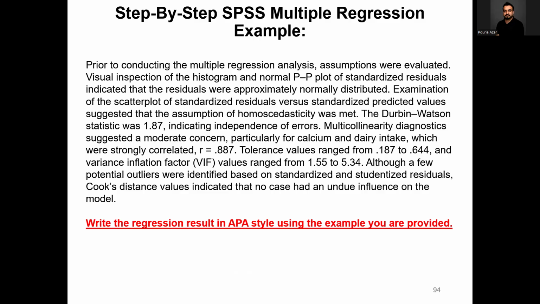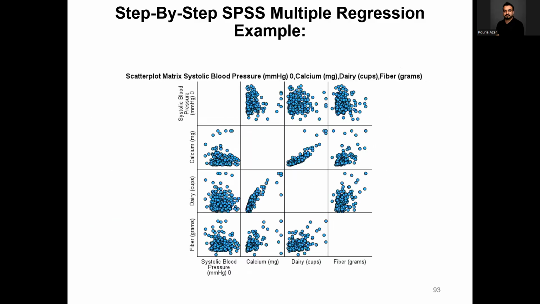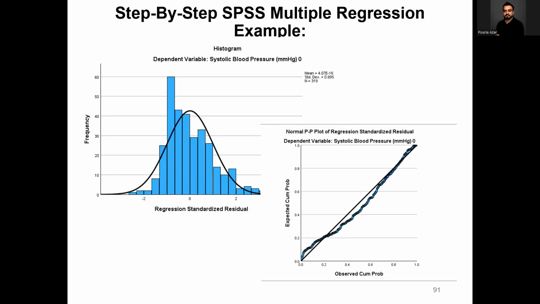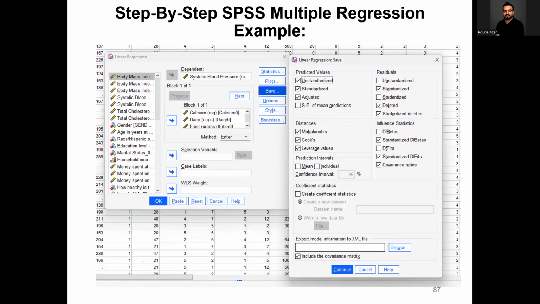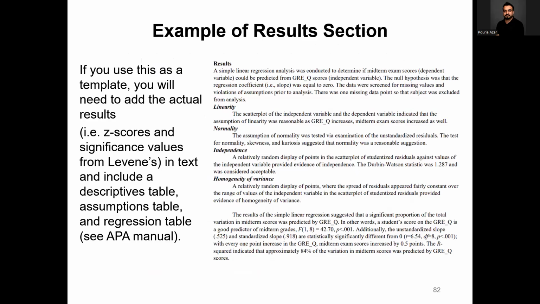So you need to report these. Although a few potential outliers were identified based on the standardized and studentized residuals, Cook's distance values indicated that no case had an undue influence on the model. This is how you will report the assumption testing, but I would like you to have different headings for each assumption test in your write-up.